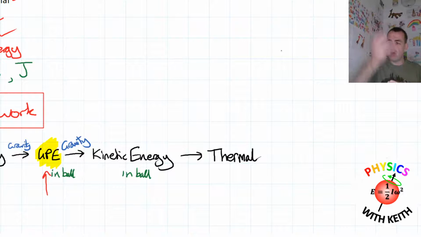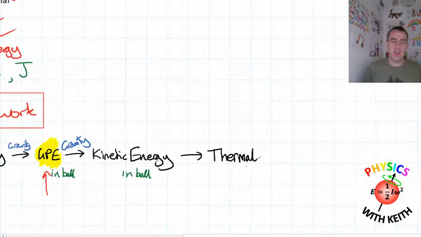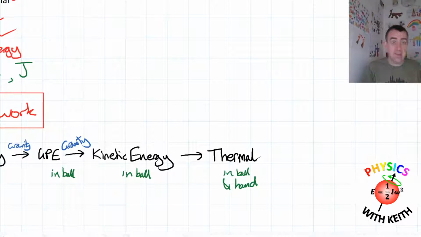That nice regular motion has gone, and now we've got very irregular motion that you can't see because each atom itself has gained that motion. So the question then is, and I better fill this in, thermal energy in ball and hand. But the question would be, what force is doing that last step? What force is transferring the kinetic energy into thermal energy? Is taking some nice regular motion and making it irregular.